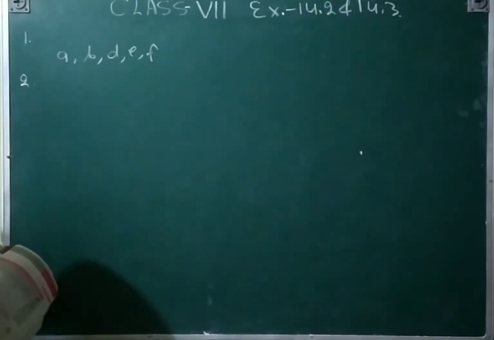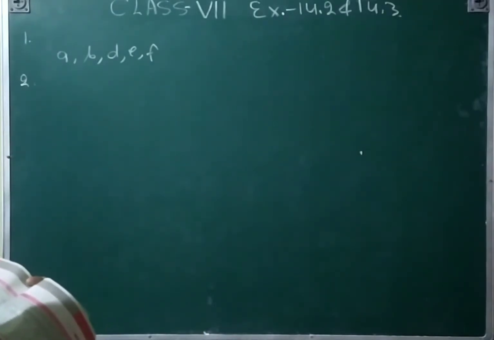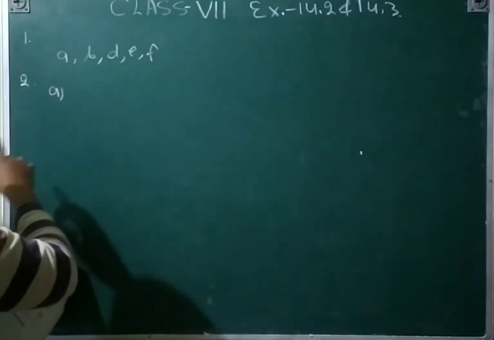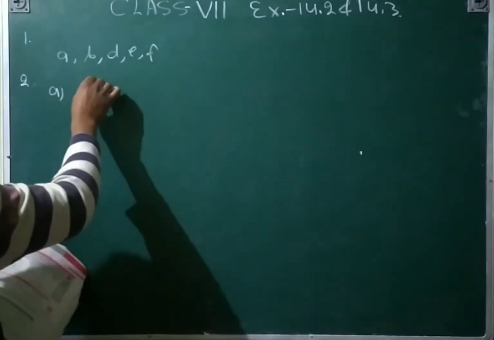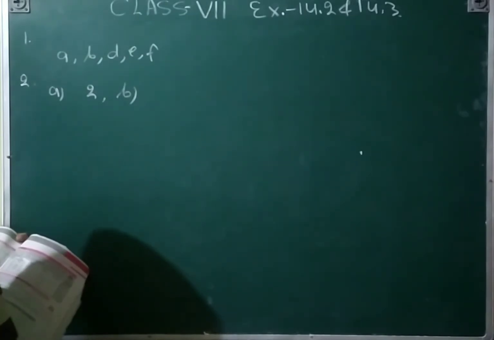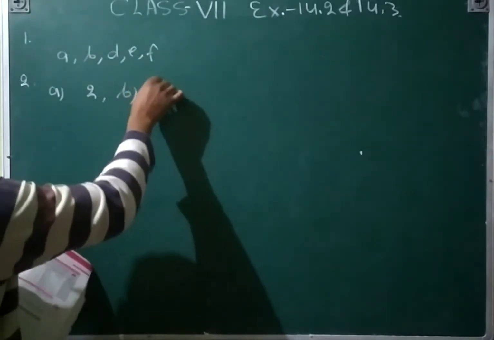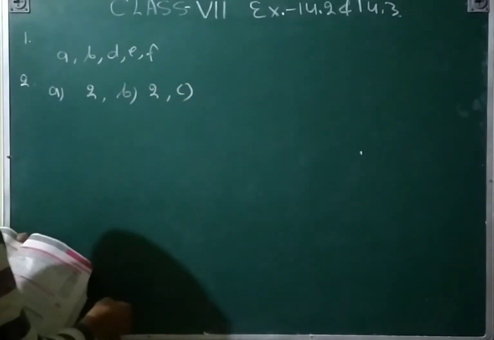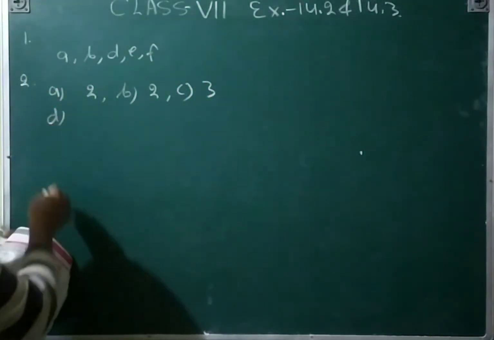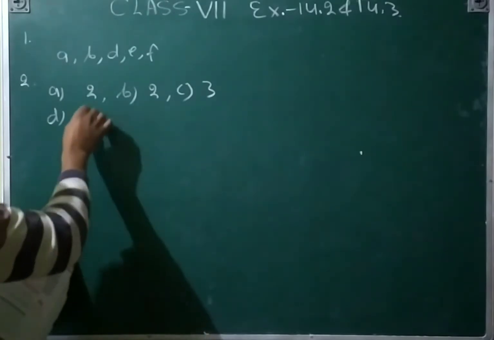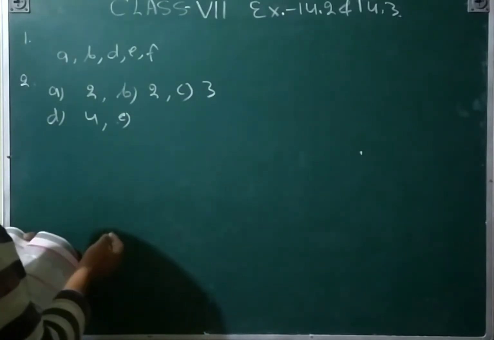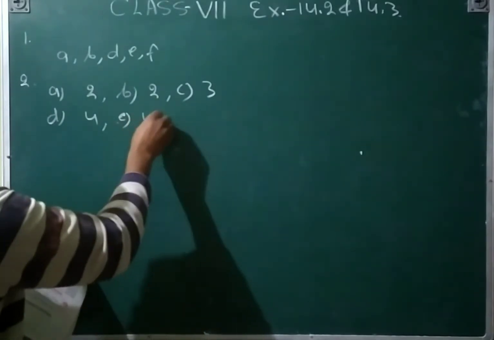Second question. Give the order of the rotation symmetry for each figure. So here in part A you are looking that two poles or two flags are there, so that will be 2. B, you are looking two lines are there, so that will also be 2. C part, you are looking 3 sides, so that is 3. D part, you are looking 4 triangles are there, so that will be 4. E part, 4 corners you are looking, so that is 4.